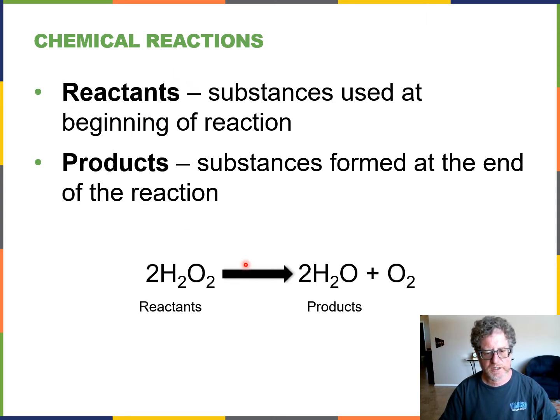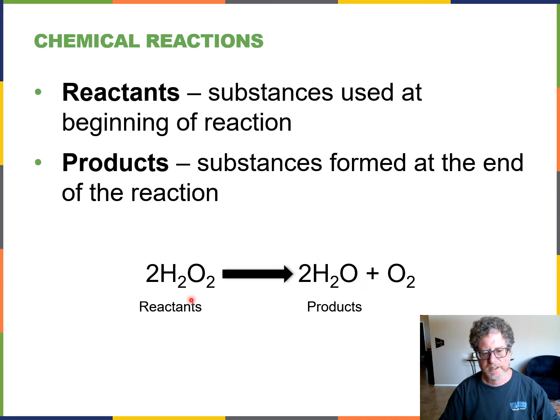Reactants are the starting substances, the substances that react. Products are the substances that are formed. In this case, water and oxygen. This reactant is hydrogen peroxide, H2O2, and when it reacts, it releases oxygen gas, and water is formed as well.